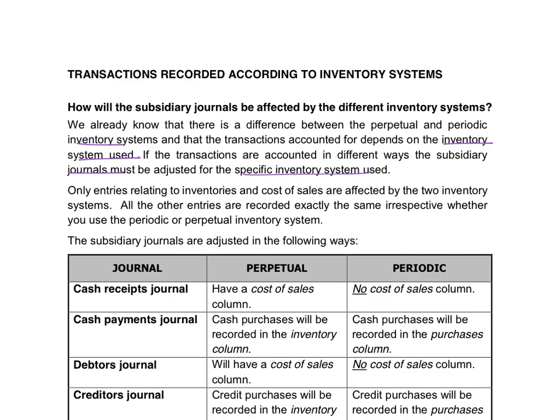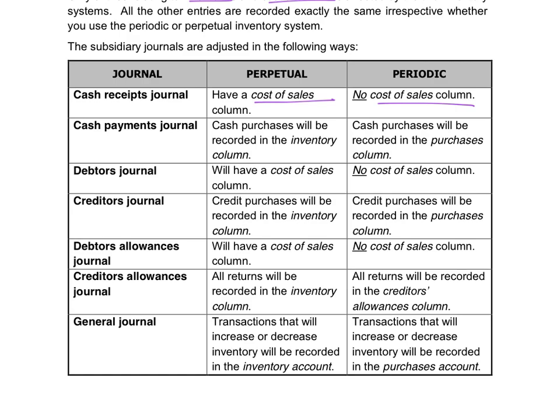Only entries relating to inventory and cost of sales are affected by the two inventory systems. All the other entries are recorded in exactly the same way. In the journal, if it's the cash receipts journal, there will be a cost of sales column. In the periodic inventory system, you don't have a cost of sales column because cost of sales is not recorded during the financial year.